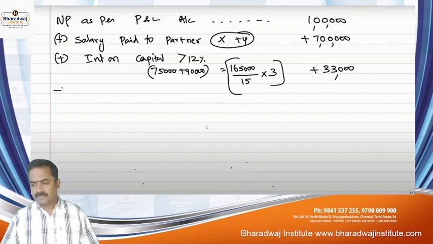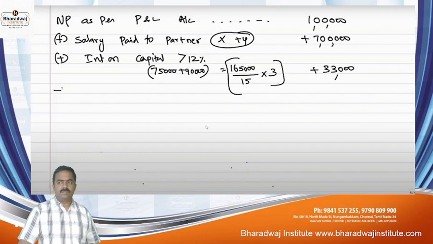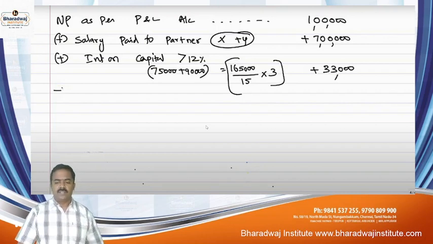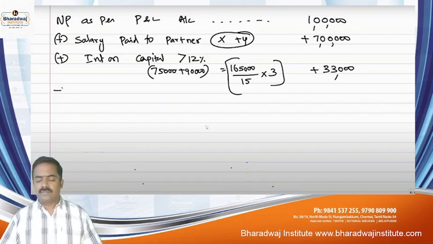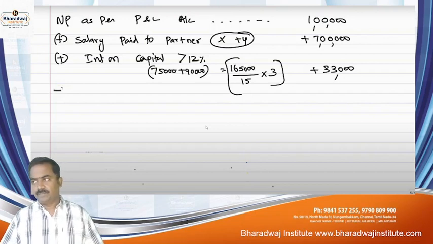Add salary paid to the partner. We will allow it later; we'll calculate the allowable remuneration later. How much is the actual salary paid to the partner? X plus Y, 7 lakhs. Salary paid to the partner, 7 lakhs.